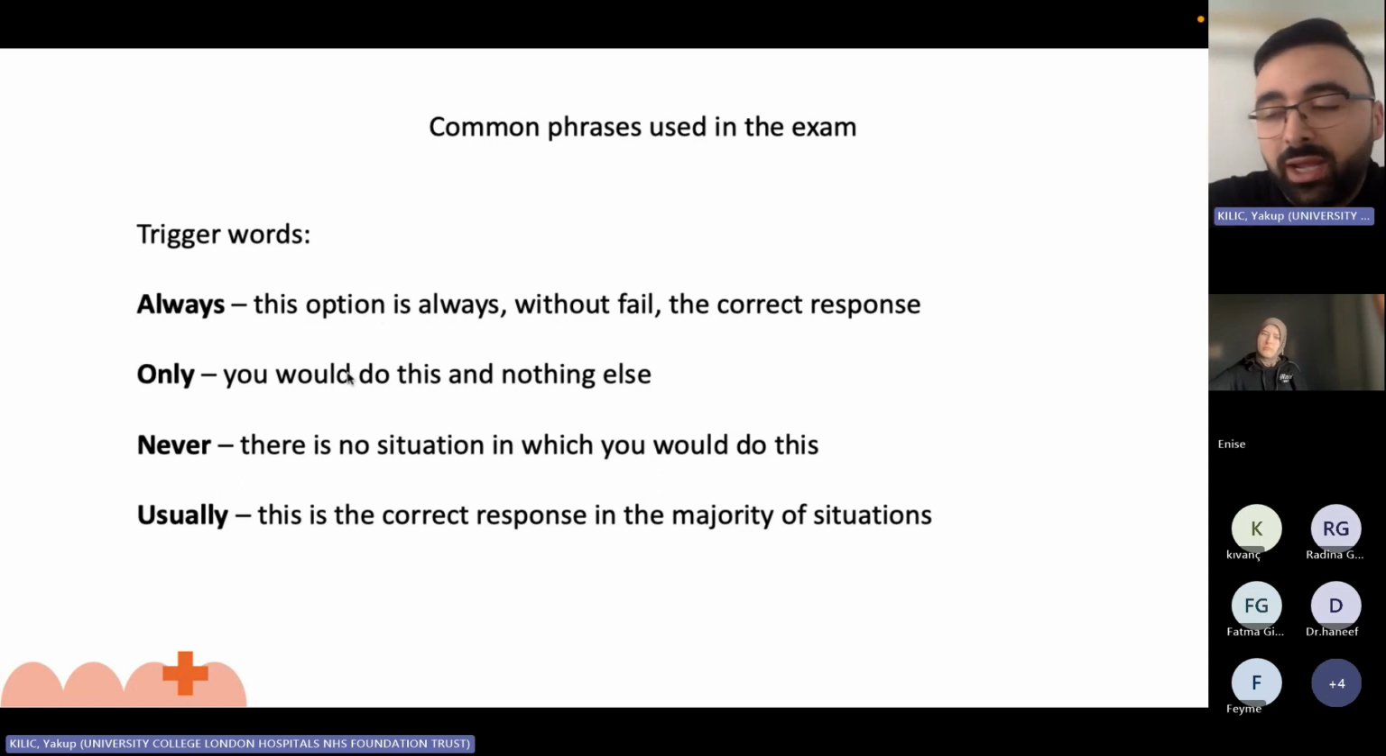And you get questions where, for example, what is a treatment that's never used for X condition? In that situation, there isn't a situation where you would do this, but sometimes it does come up. And then any question where they use phraseology like usually, this is the correct response in the majority of situations. You can only understand this when you do questions, to be honest. It's difficult to explain it as it is now, but look for trigger words and read the question carefully, as sometimes the response will change based on the trigger words that are used. So always, only, never, and usually.